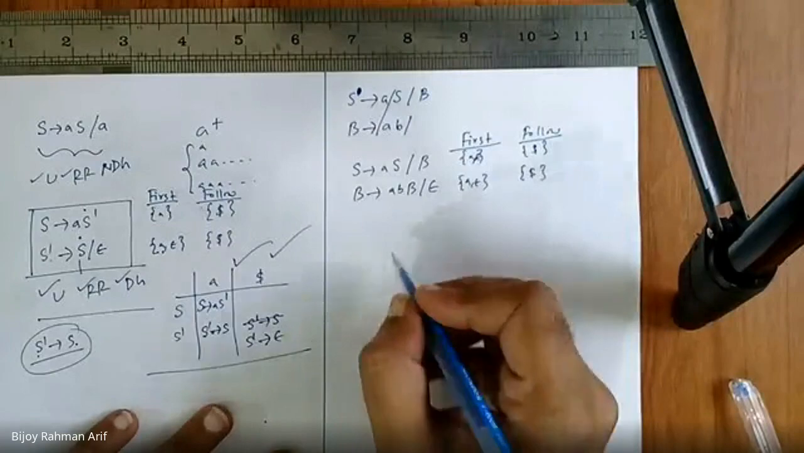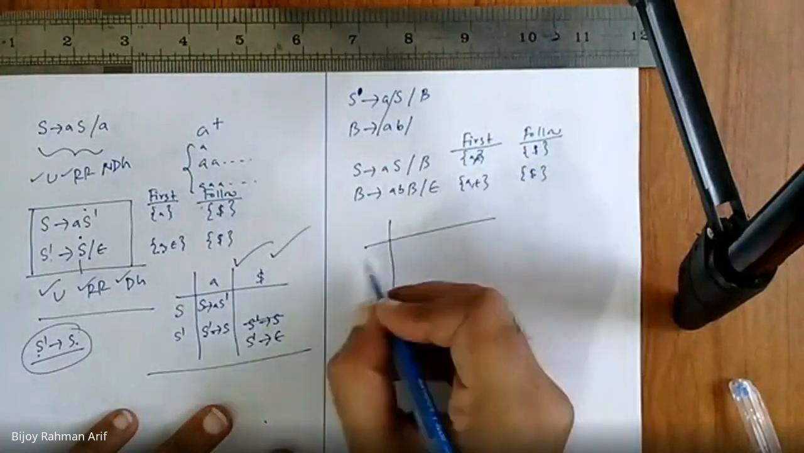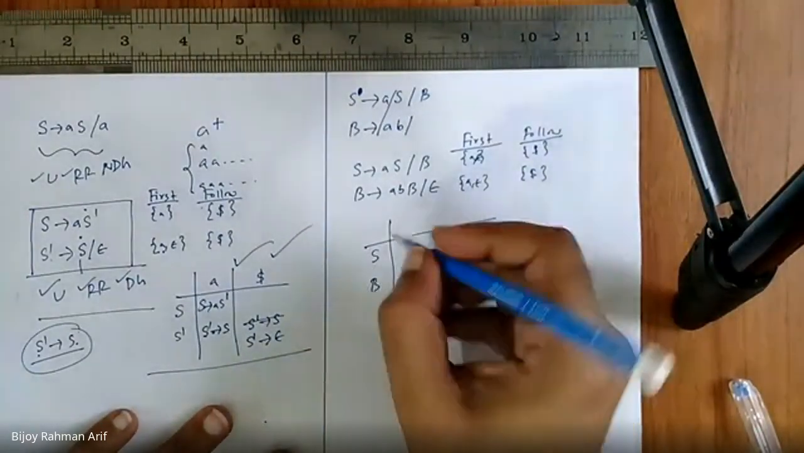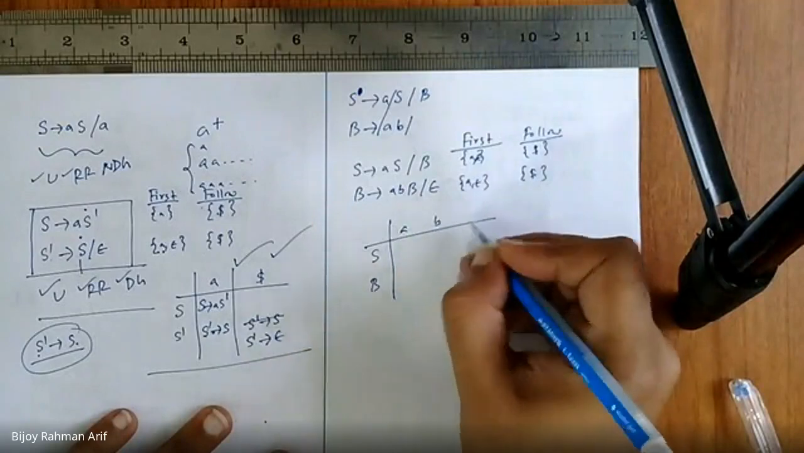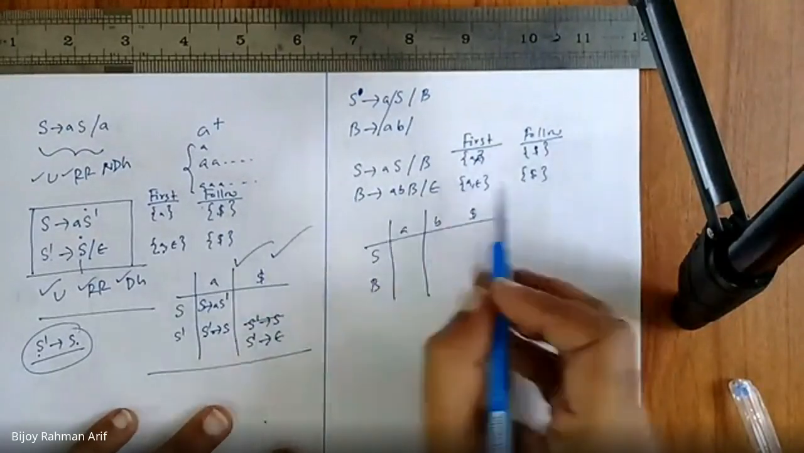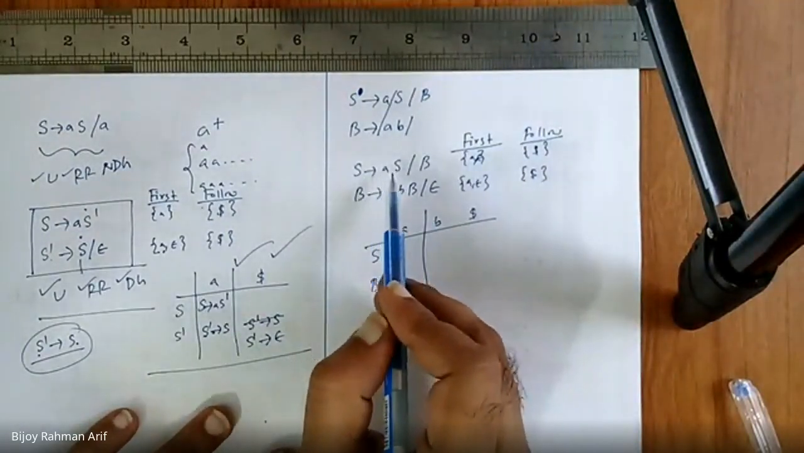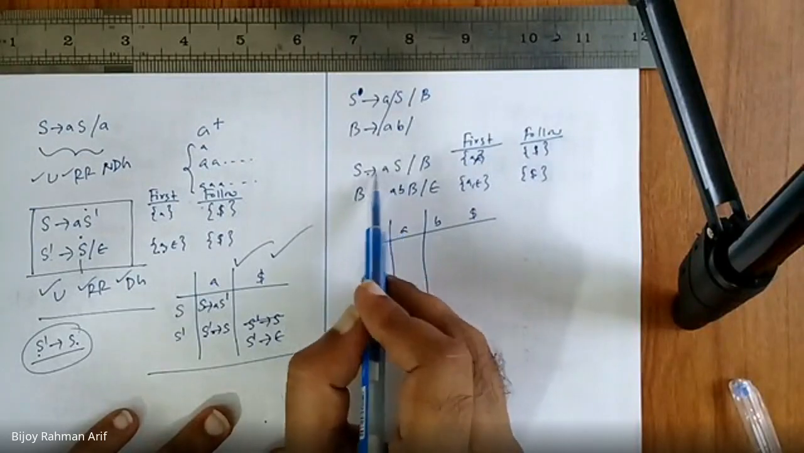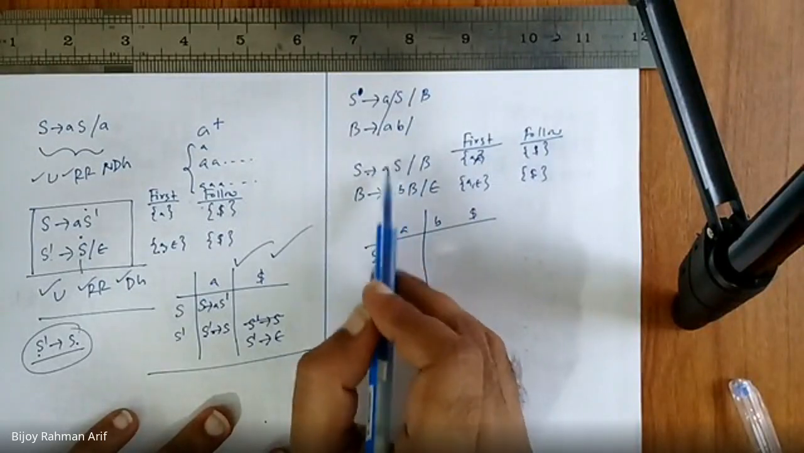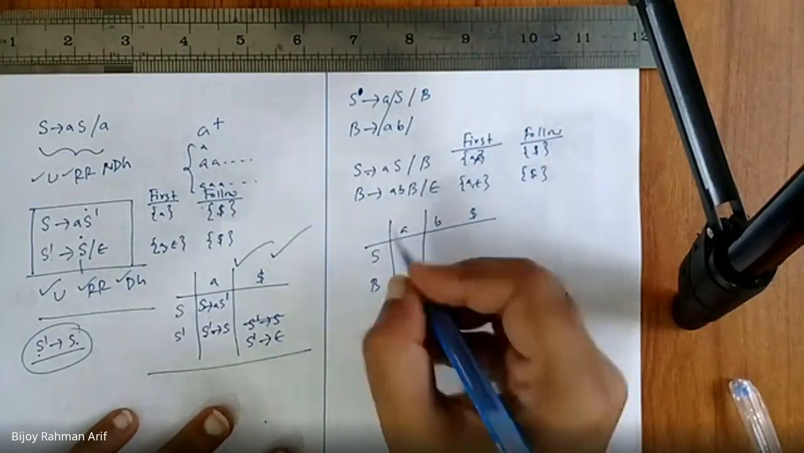Yes sir. Now let's try to construct the parse table. S, B, A, B, and dollar. Why should I put the first row? S derives AS, first of right hand side. So I should put it here. S derives AS.